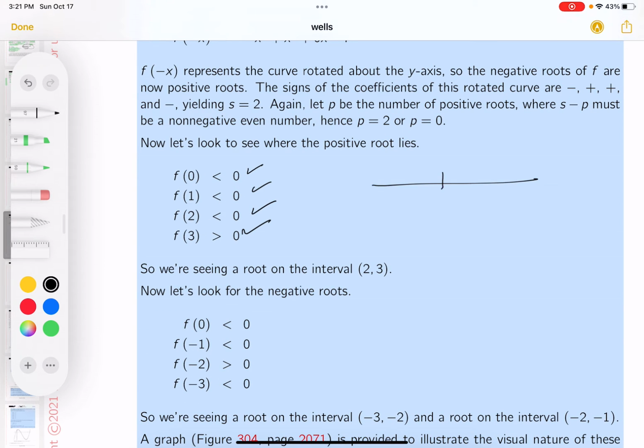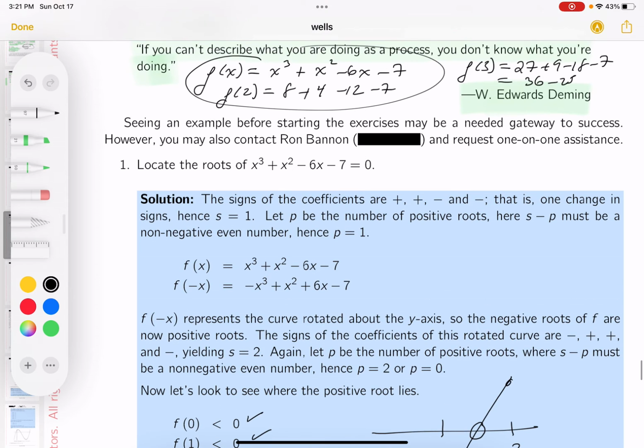So what do I got? At 2 and 3, 2 is going to be negative, 3 is going to be positive. It punctures it. So I know there's a root between 2 and 3. That's really important for me. So I'm seeing a root between 2 and 3. Now what I need to do is the negative roots. I don't know if it has any, but I need to look at it.